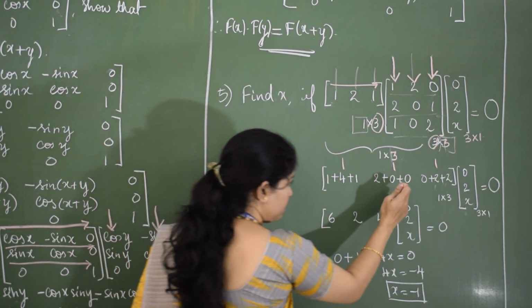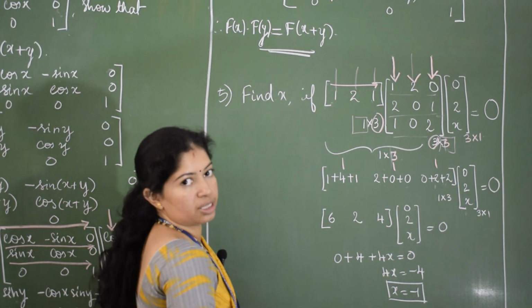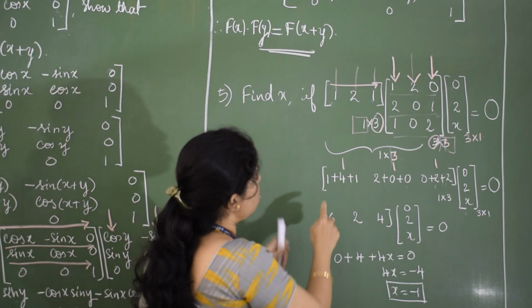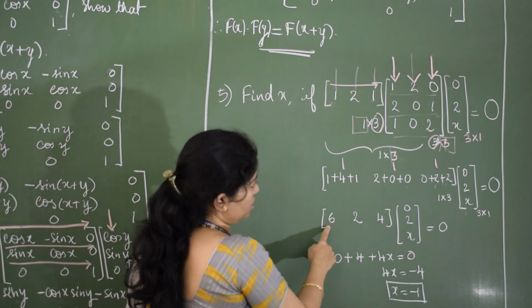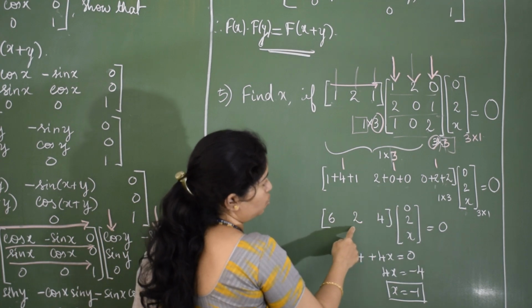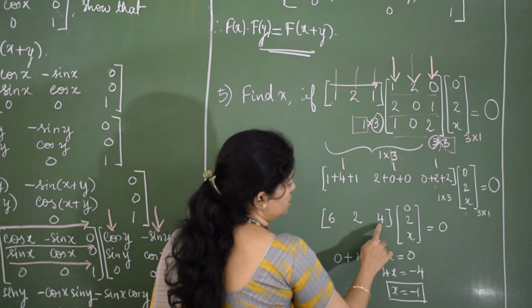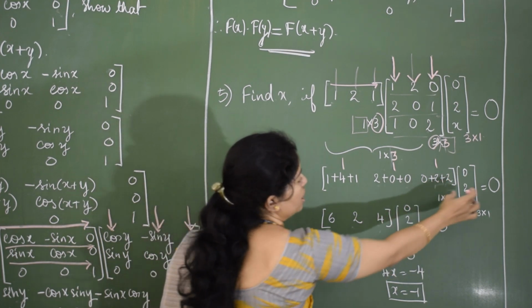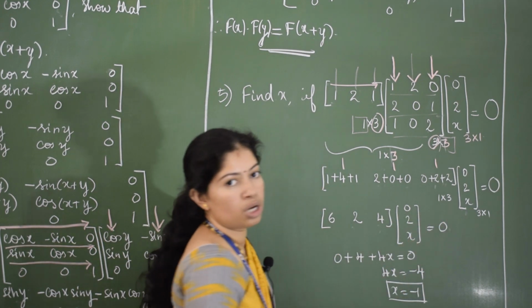Now you have to multiply these two matrices. Before that, let us simplify. 1 plus 4 plus 1 is 6, 2 plus 0 is 2, 0 plus 2 plus 2 is 4. So this matrix into this one is equal to 0.